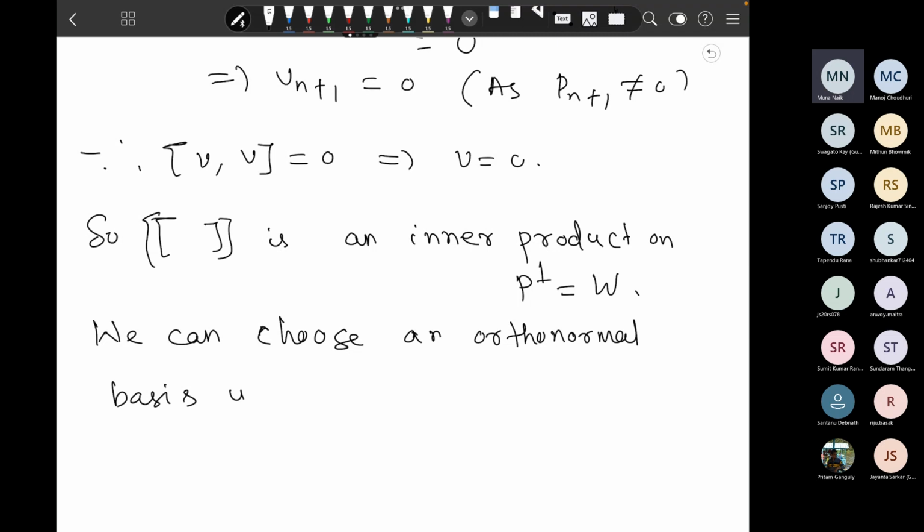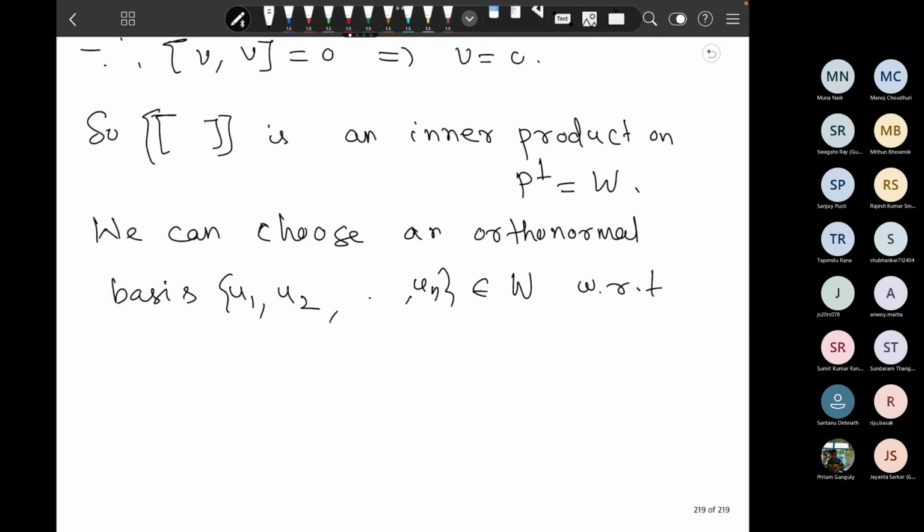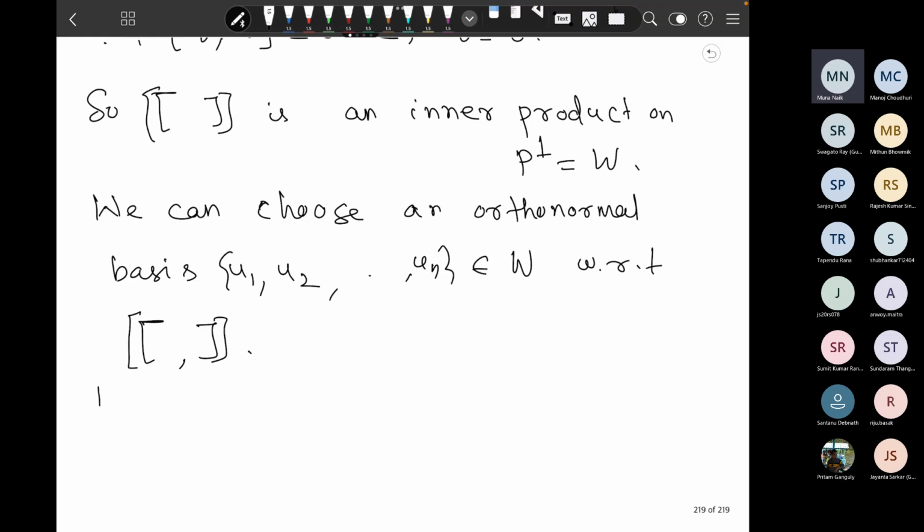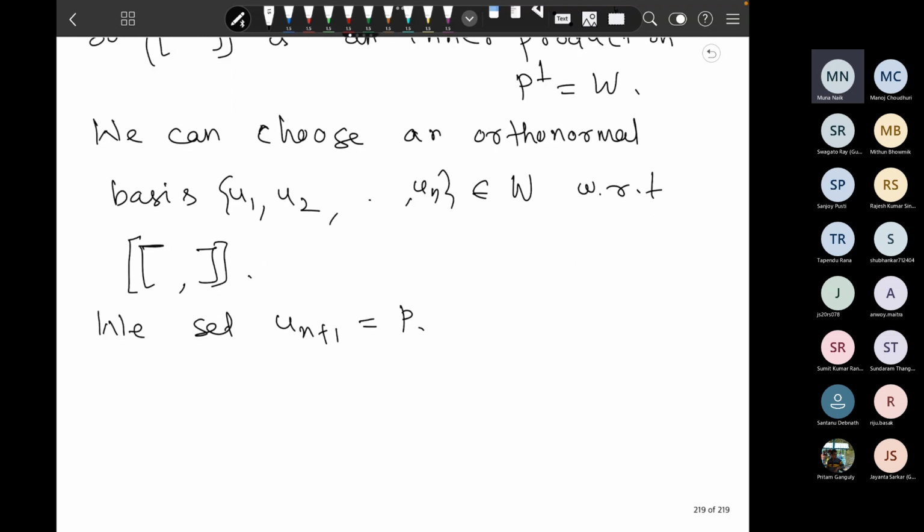Basis u1, u2, ..., un. This belongs to W with respect to this bilinear form, because this bilinear form is really not a product. So we set un+1 equal to p. Okay.